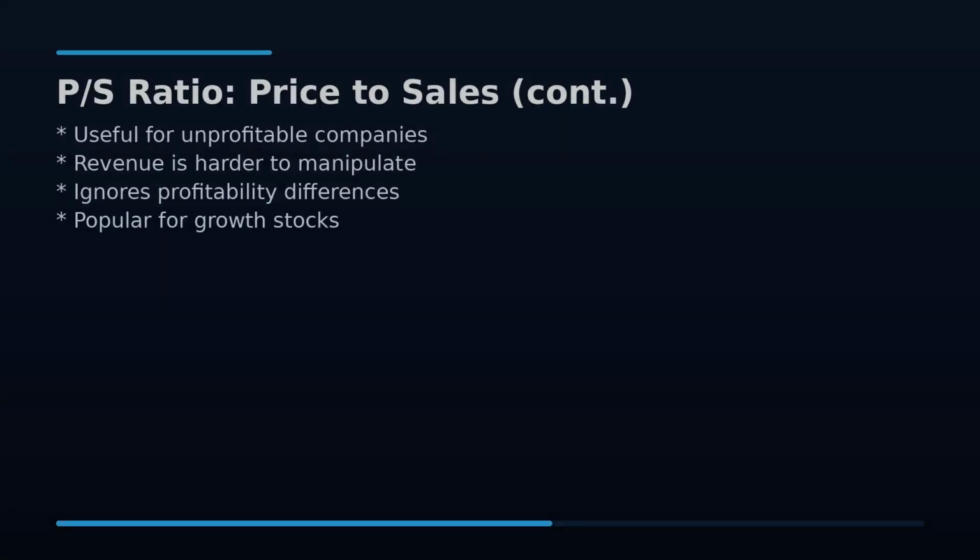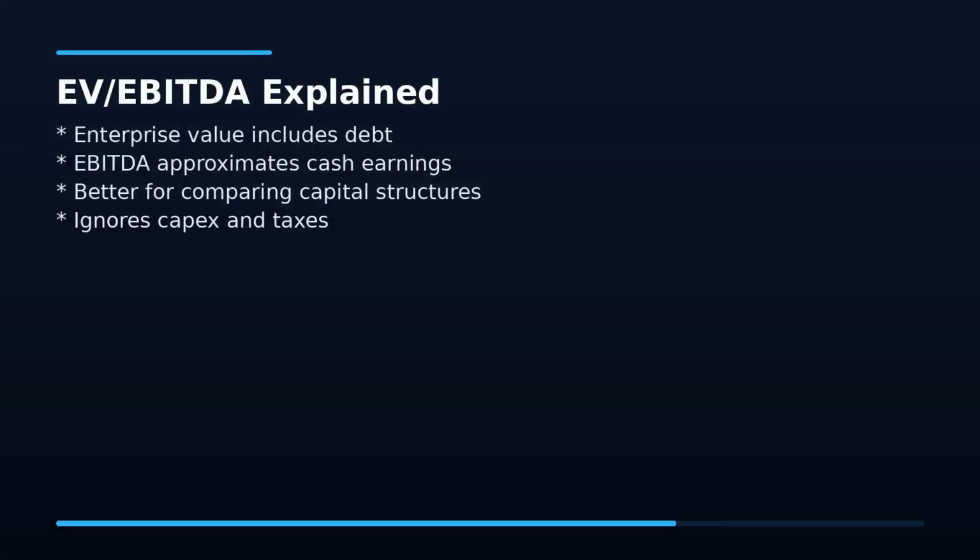analysis. EV to EBITDA is helpful when comparing companies with different capital structures. Enterprise value accounts for debt and cash, making comparisons fairer. EBITDA approximates operating cash flow. However, EBITDA ignores capital expenditures and taxes, which are real costs. Use this metric alongside others, not in isolation.